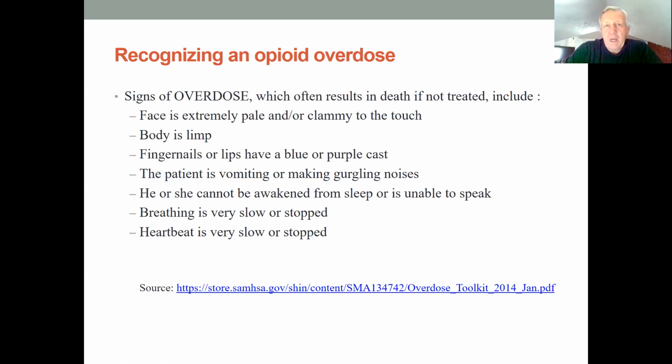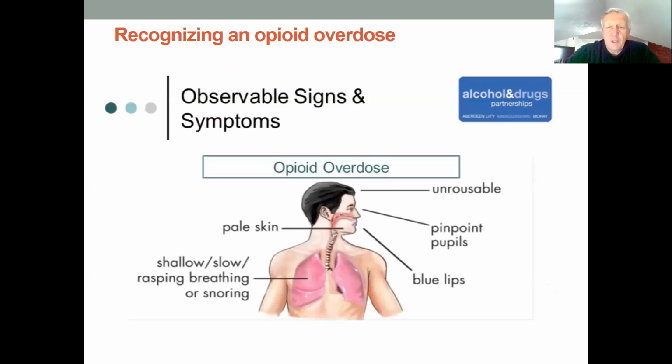But let's talk about first, how do you recognize somebody who might be in an opiate overdose? Well, first of all, if you approach them, they're not waking up and they're either not breathing or their breathing is shallow, then there's a pretty good chance. Some other things to look for: face is extremely pale, clammy to the touch, body is limp, fingernails or lips may have turned blue or purple. The patient may be vomiting or making gurgling sounds. If so, make sure you get them on their side. He or she cannot be awakened from sleep or is unable to speak. Breathing very slow or stopped. Heartbeat slow or stopped. Okay, so let's take a look at a video on this.